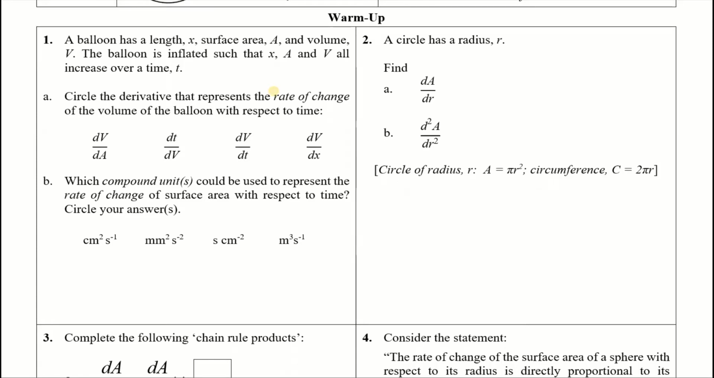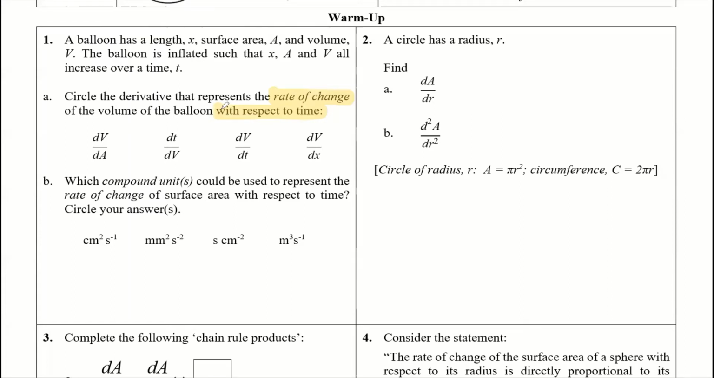The rate of change, that's what calculus does. It tells us the rates of change of the volume of the balloon with respect to time. So we've got some variables in here. We know that V is the volume, x is the length, the surface area is A, and time is t. So with respect to time implies that I need to have the time variable in the denominator, because normally when we differentiate y with respect to x, don't we?